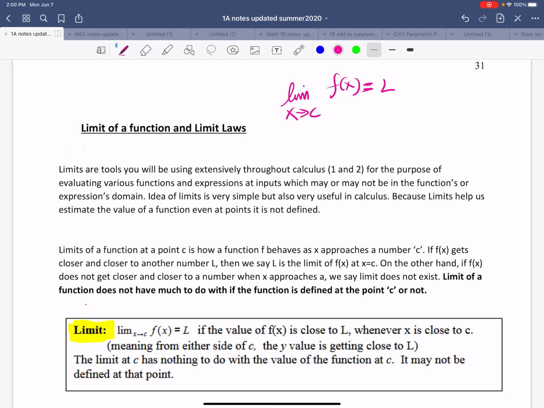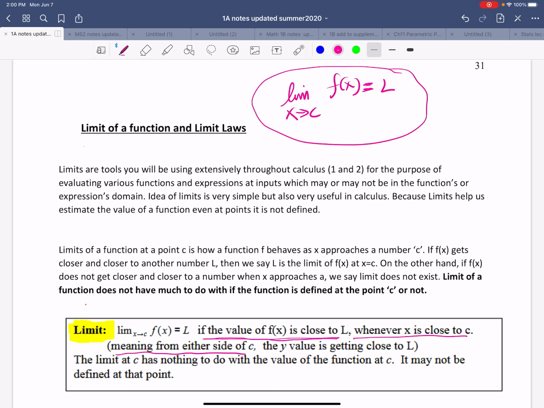Today we're going to discuss the limit of a function. What is the limit of a function? The limit notation, first of all, we notate it as limit x approaches c f of x equals L. What does that mean? That means the value of f of x is close to L whenever x is close to c. Whenever x is getting really close to the value c, the y or f of x is getting really close to L.